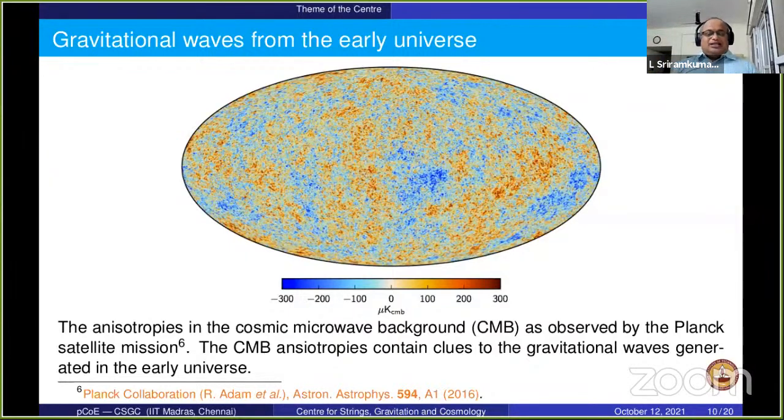But this temperature is almost the same at different directions of the sky. As I mentioned, it's called the background because it is present everywhere. It's cosmic because it has a cosmic origin. And it is called the microwave background because its intensity peaks in the microwave region of the electromagnetic spectrum. As I said, it has the same temperature in different directions of the sky.